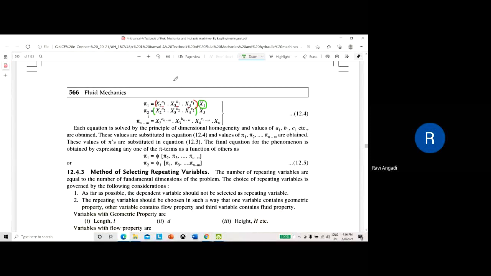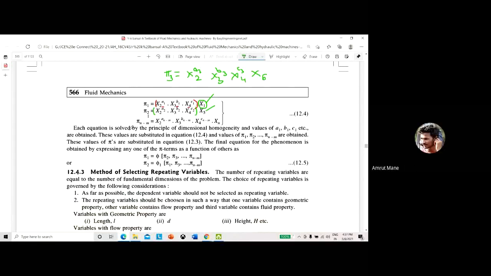Likewise, if I want to write pi 3, can anyone tell how to write pi 3? First, write x2, x3, x4. These will remain the same in all the pi terms. These should be written the same. Then x2 raised to a3, x3 raised to b3, x4 raised to c3, correct. Then the remaining m plus 1 variable: x6. Don't take x1, already you have taken x1 here, and x5 you already took. The remaining is what? x6.